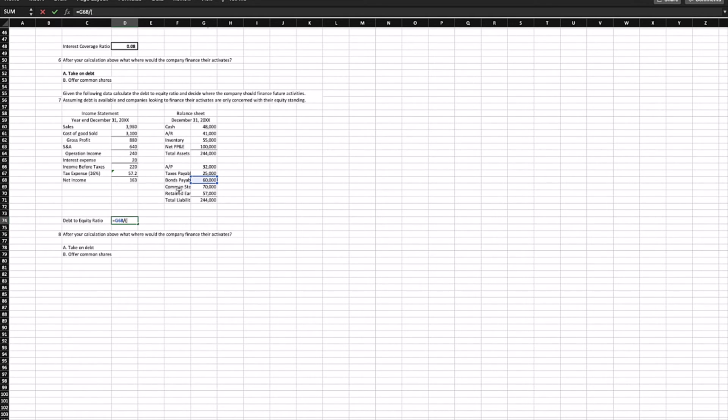As you would know from the accounting section, equity is made up of common stock and retained earnings. And you would find that the debt to equity ratio for this problem is 0.47. So they have 47 cents of debt per $1 of equity. And then the follow-up question after calculating the above, what should they do? In this sense, we're going to take on debt because they only have 47 cents per $1 of equity.